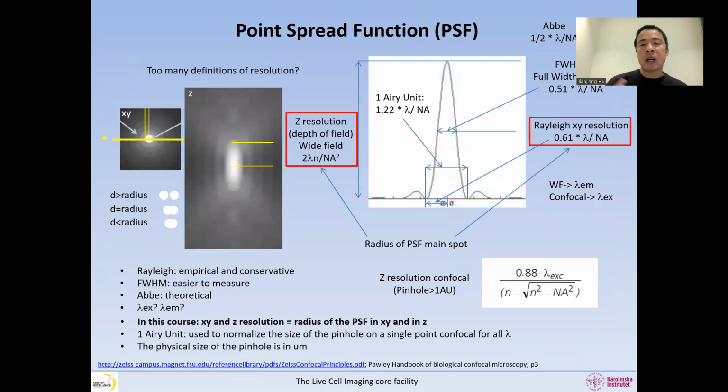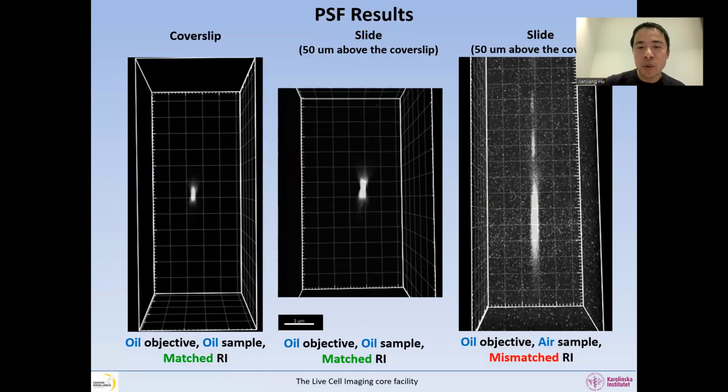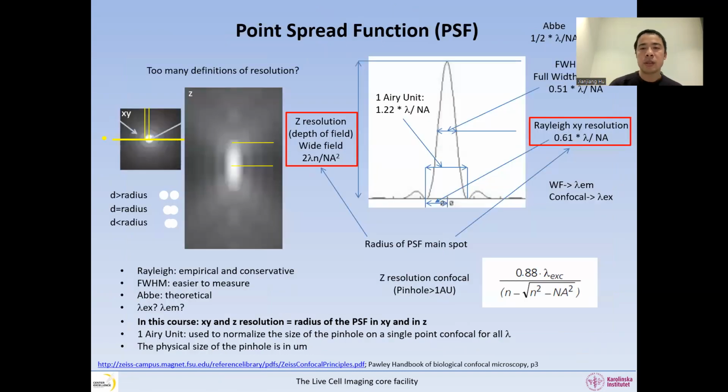And the next step, after acquiring, or we assume that we have obtained all these different combinations of the matched and mismatched refractive index samples, is that we want to quantify them. So we will show you how to quantify them.